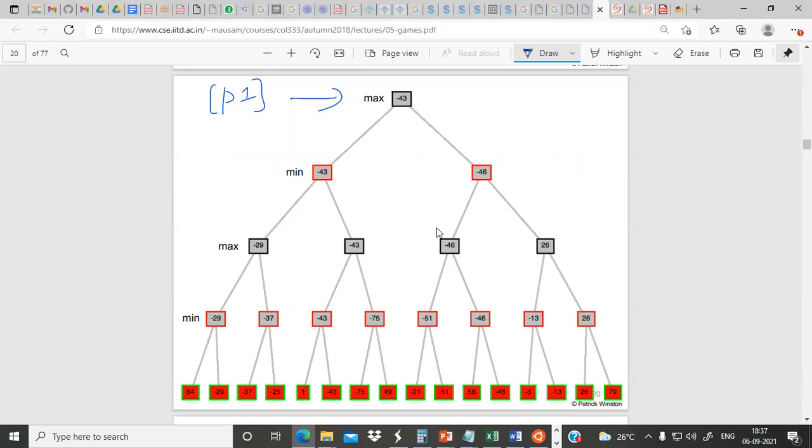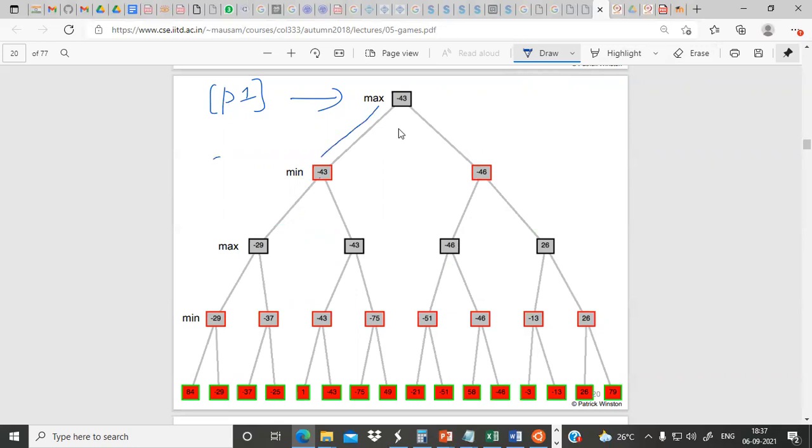For example, assume that player one makes the first move here. Let us follow this. Player one always wants to maximize. So this is minus 43, this is minus 46. So what will player one do? He will make this move.